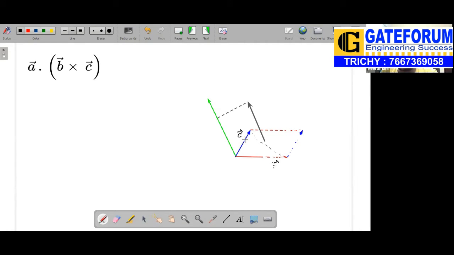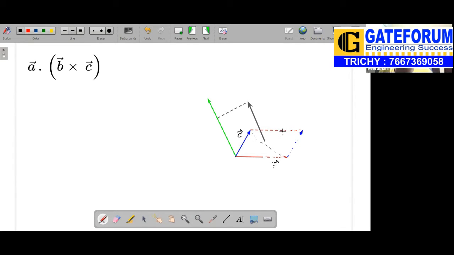So basically, if you take a cross product, B vector cross C vector, it will give the area of a parallelogram. It will form two triangles, and the area of the two triangles is equal to the area of the parallelogram. So if you are doing a cross product, it gives the area of a parallelogram.